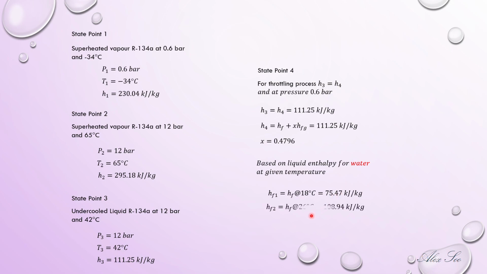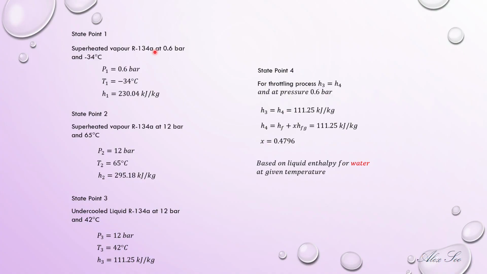And for 26 degrees C, that is also water, it is 108.94. So from there, based on the energy balance, we know that the condenser that we use here is a water-cooled condenser. Inlet is positive 18, outlet is positive 26, that is for water. On the refrigerant side, the inlet is at a temperature of 65 degrees C.